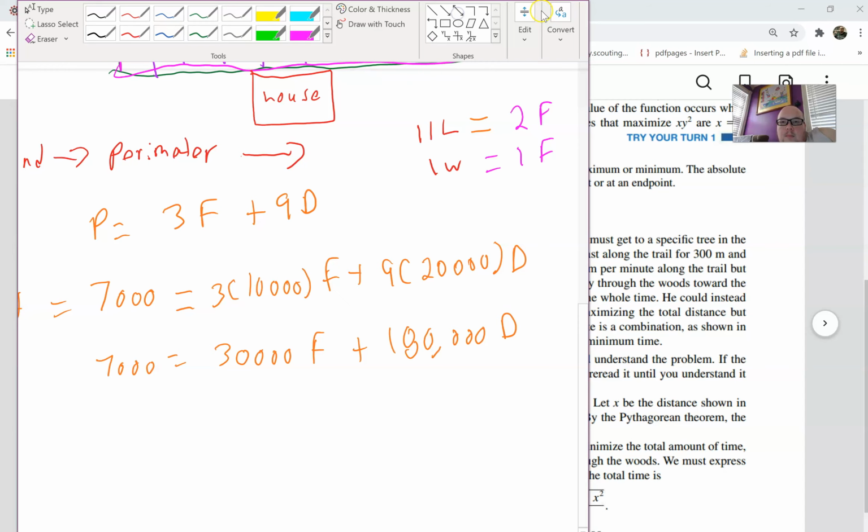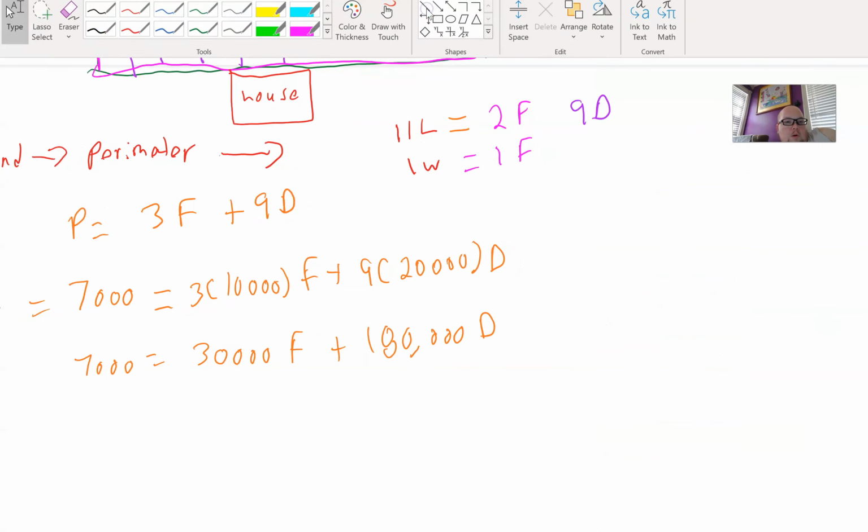Now, we need one more formula. Sorry about that. I'm sorry my marker board does not want to play nice this morning.